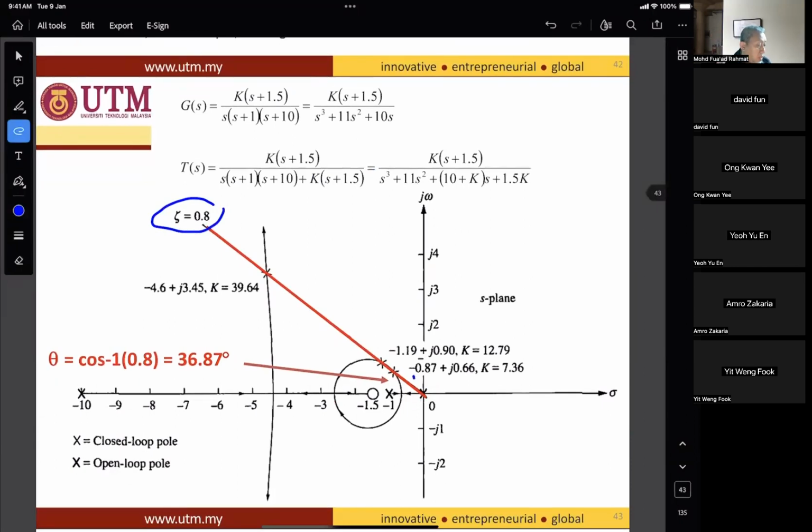Minus 0.87 plus j0.66 when K is 7.36. Minus 1.19 plus j0.9 when K equals 12.79. And the third one is minus 4.6 plus j3.45 when K is equal to 49.64. So zeta 0.8 will give you 36.87 degrees, which is the angle of the zeta line. So we have 3 dominant poles, because the zeta line intersects with 3 root locus branches.